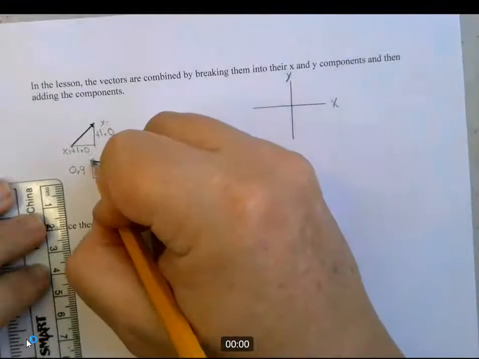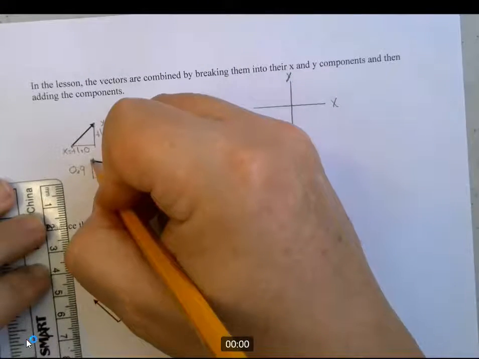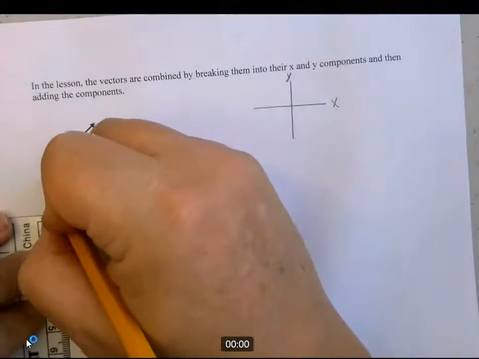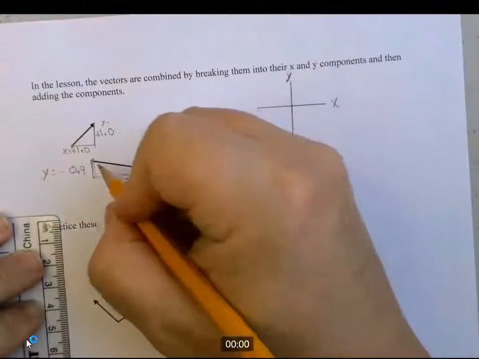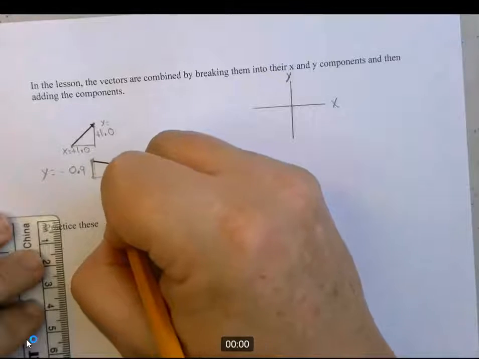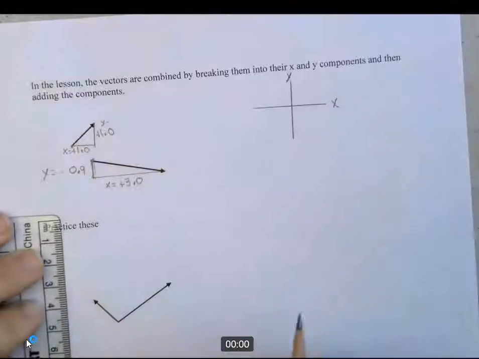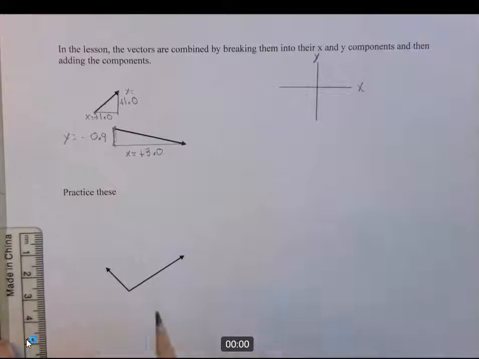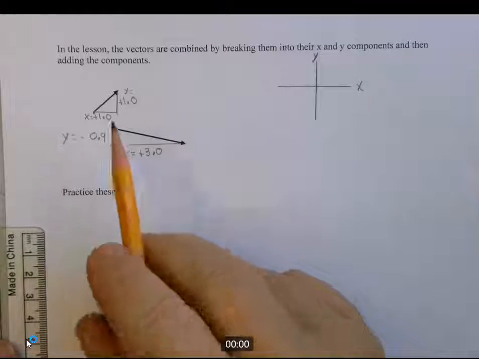Now, if we start here and go to here, that means I had to go down on the y-axis, so y is going to equal negative 0.9. I had to go down. Then I go to the right. That's positive. So x is going to be positive 3.0. So now I have my x and y components of each of these vectors.